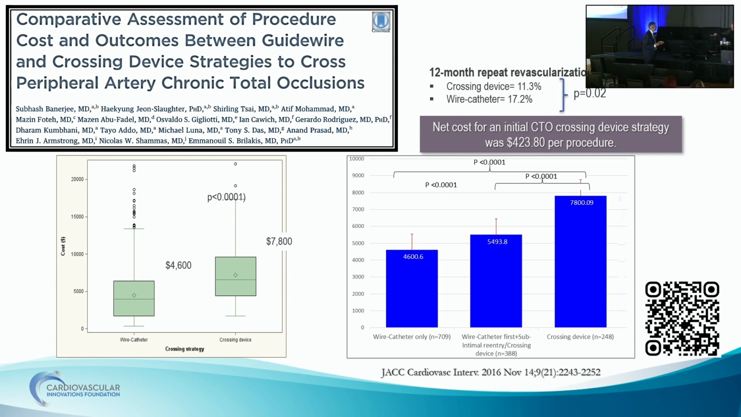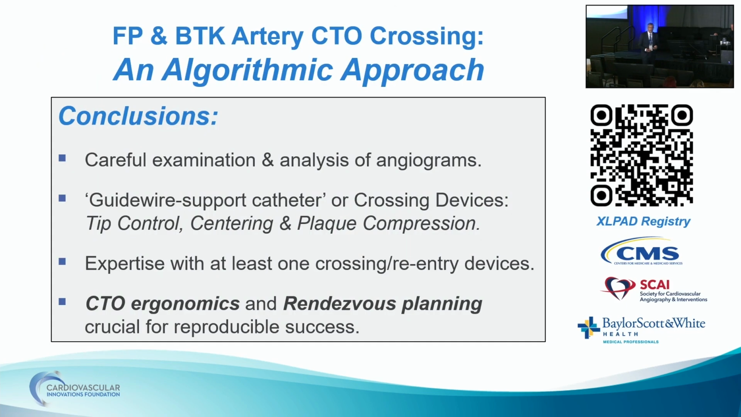And I'm not saying that is a rationale to do this, but the exaggerated cost of a crossing device or a re-entry device, if you create a very limited dissection plane, can be quite controlled. So my take-home messages, in brief: careful examination and analysis of the diagnostic angiogram. Second, tip control, centering, and plaque compression is going to be the forte for the next generation chronic total devices, and of course have expertise, like all the speakers have said, with one or two more procedures.